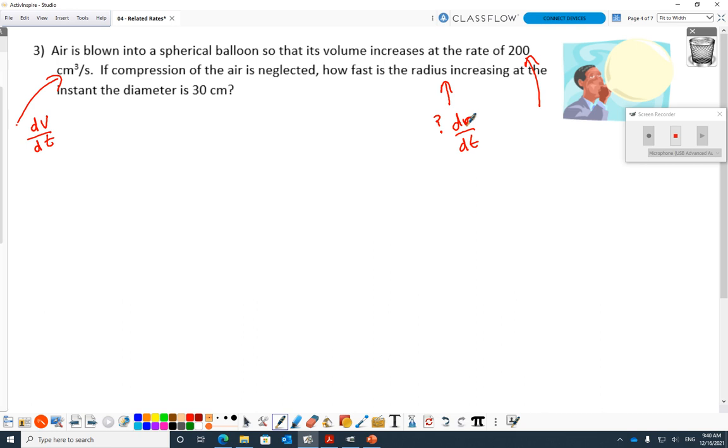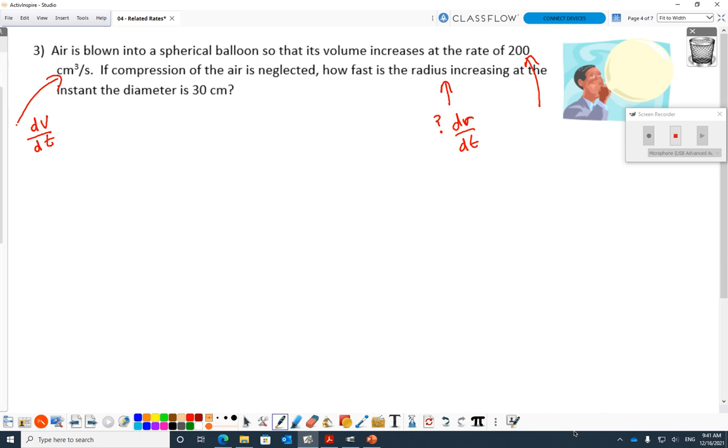I'm glad dr dt popped out of this. And then at the instant the diameter is 30 centimeters. Well, that's the same as it always was. And I really feel like it's going to be asked for radius by the time I'm done. But okay, that's other information to sub in. So the question is, can I come up with an equation that relates volume of a sphere to radius of a sphere? That's not an easy formula to remember.